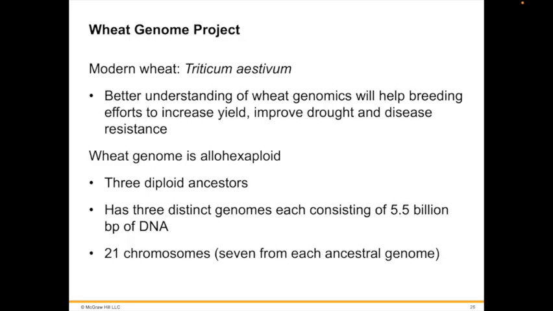So the Wheat Genome Project. I'll be here briefly. So modern wheat, Triticum aestivum, gives a better understanding of wheat genomics and will help breeding efforts to increase yield, improve drought, and disease resistance. So the wheat genome is allohexaploid. So there are 3 diploid ancestors. It has 3 distinct genomes, each consisting of about 5 billion base pairs of DNA. And there are 21 chromosomes, 7 from each ancestral genome.